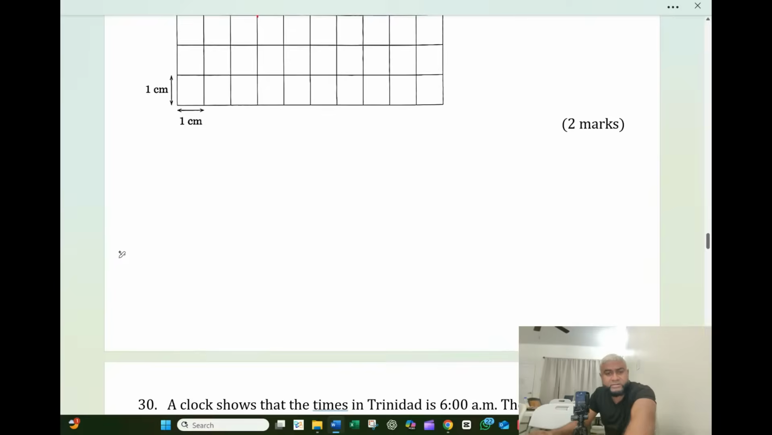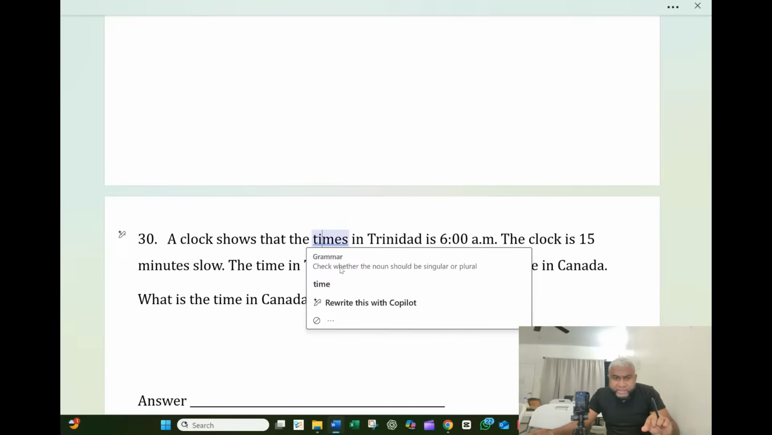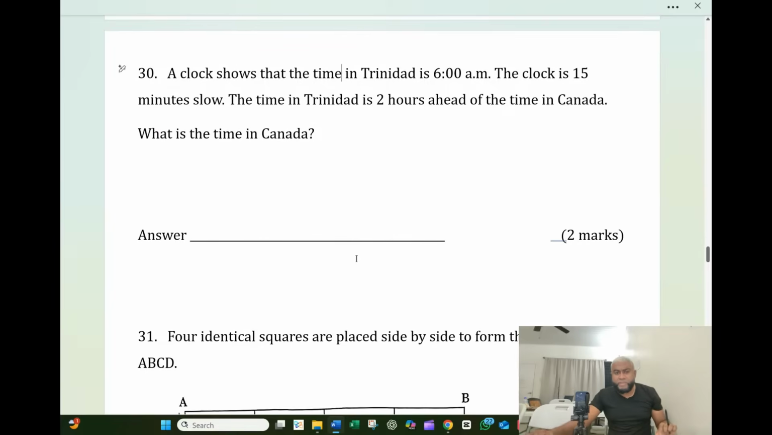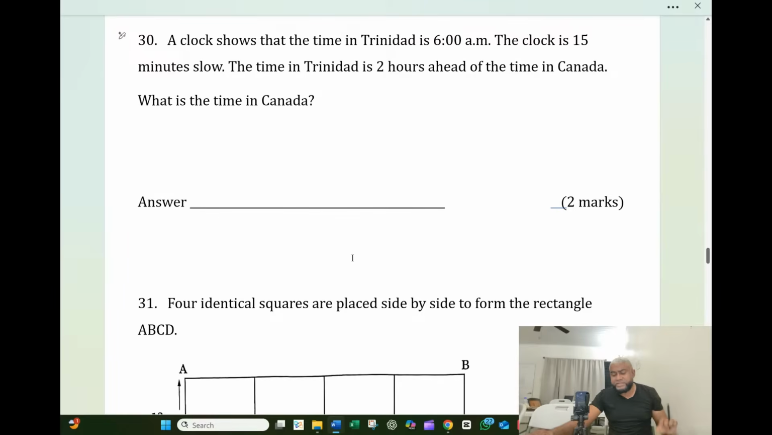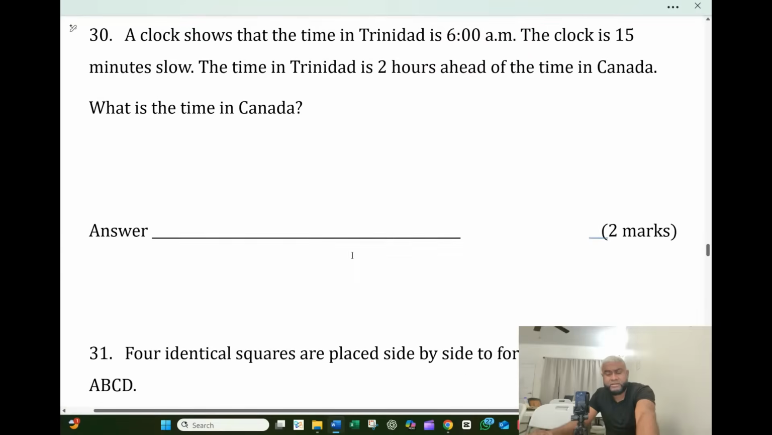Let's send this down. Why they highlighted the time, right? 2 marks. 1 minute for that 2 mark question. One minute, guys.